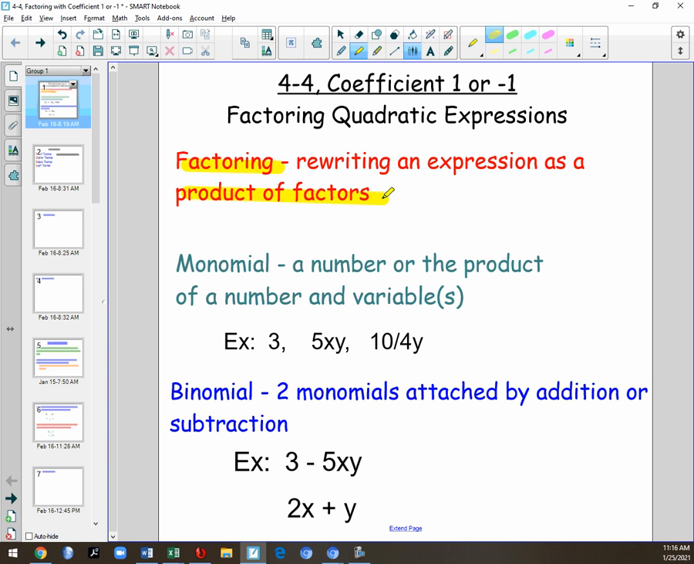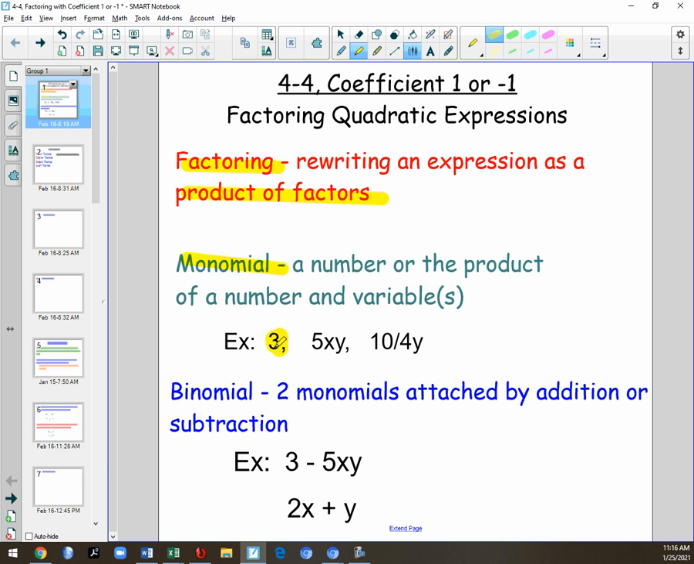Factors of 6 would be 2 and 3, and you would have made a nice little factor tree out of it, okay? We're not going to be doing factor trees, but your brain needs to understand what some of the terms mean. So let's first talk about terminology. The first vocabulary word is monomial. It's a number or the product of a number in variables.